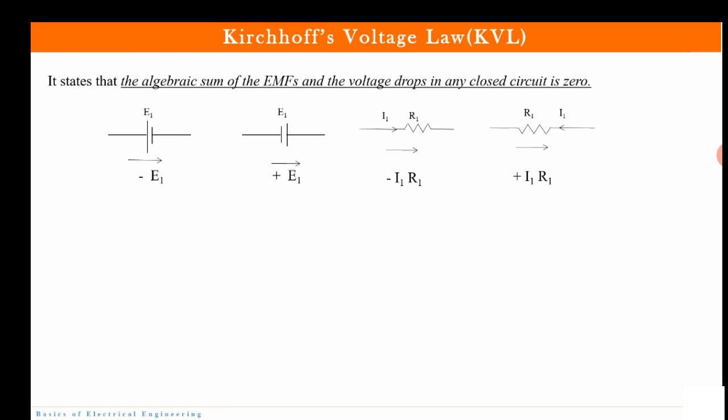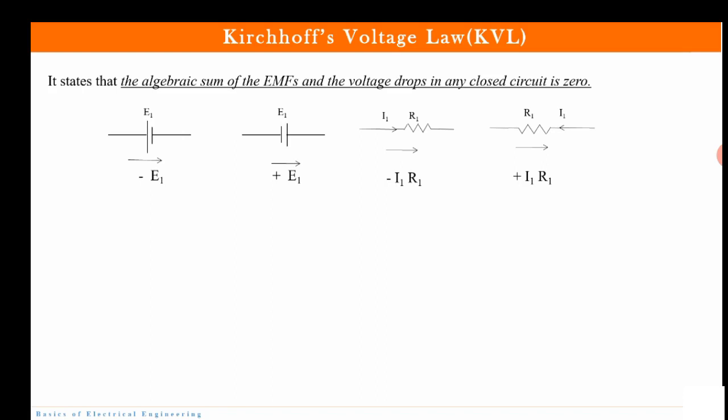But suppose there is a resistor connected in the circuit and there is a current flowing through it. Then voltage will be developed, which is given by Ohm's law, I into R. That is called a voltage drop. So Kirchhoff's voltage law says that the algebraic sum of EMFs and voltage drops in a closed circuit is 0. How to write the KVL equation, we will understand once we start solving the numerical.